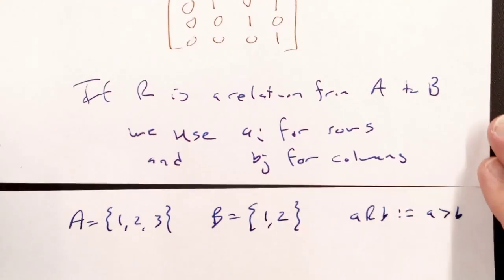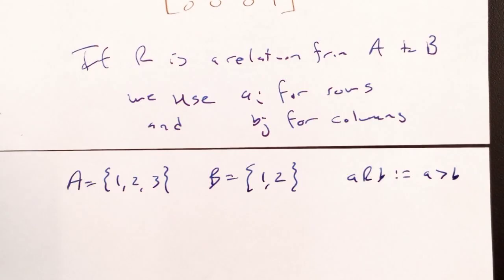Same game. Now we have two different sets. Set A is the numbers 1 through 3. Set B is just the numbers 1 and 2. And a is related to b if a is strictly greater than b. What should this matrix look like? How big should it be? Ian? Okay, but the order in which I give those numbers matters.